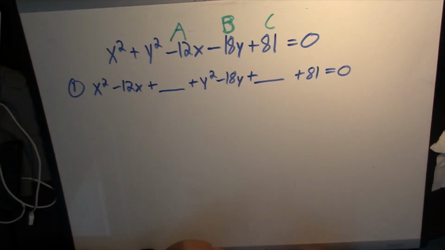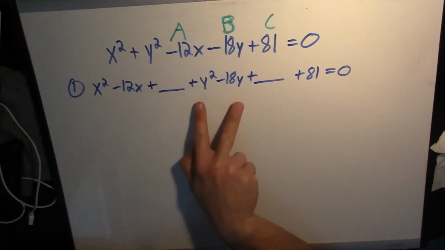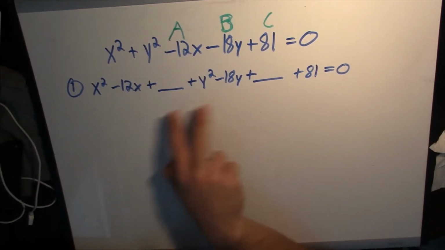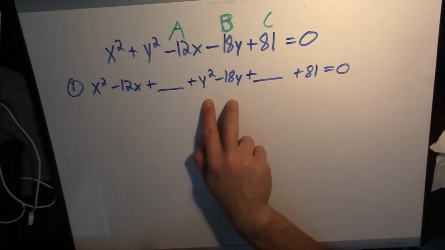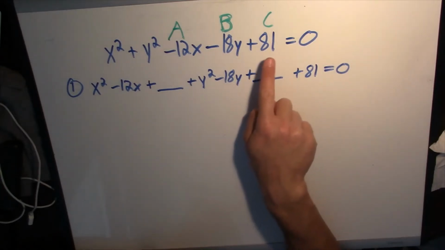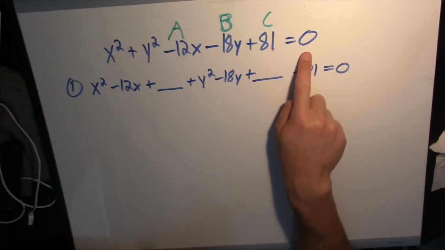Alright, so that's step 1, is to get the x's together like I did here, and to get the y's together like I did here. So I have x squared minus 12x, y squared minus 18y. Okay, step 2 says move c, which is going to be the number that has no x or no y, in this case 81, move c to the other side of the equal sign, the other side of the equation.